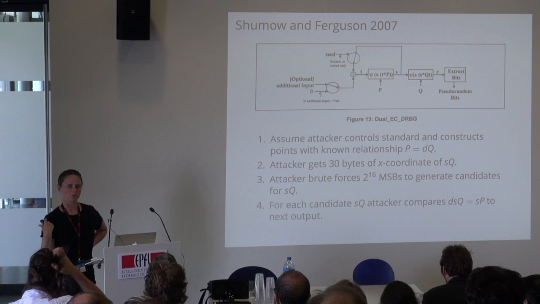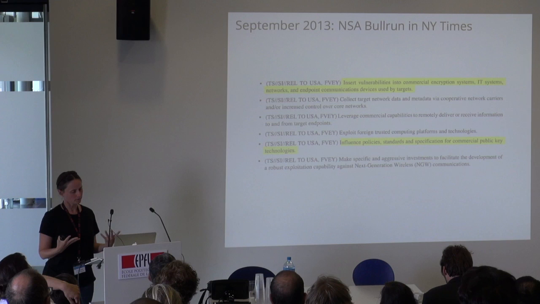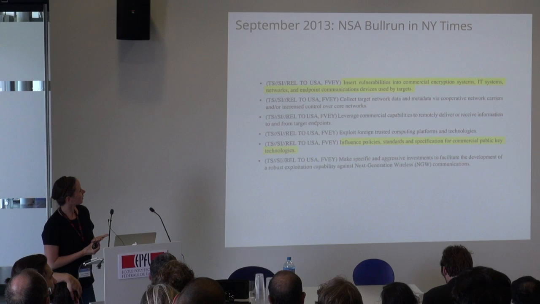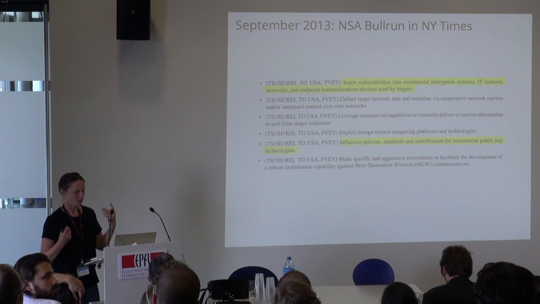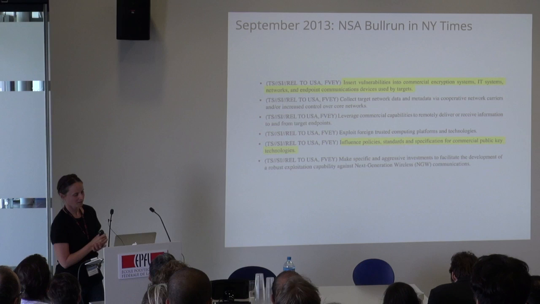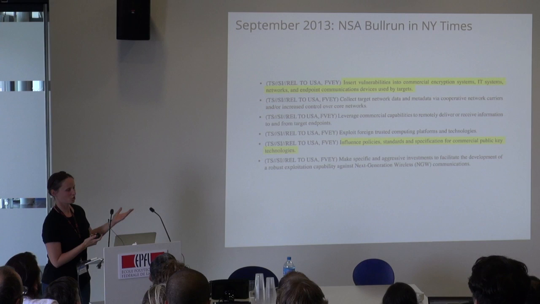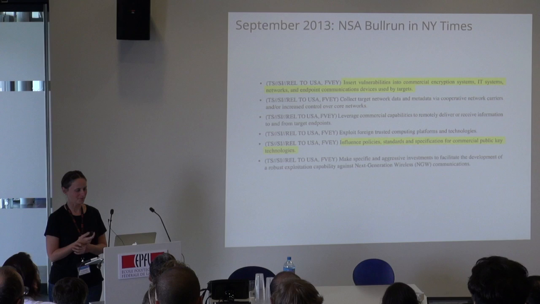So why is this interesting? Well, among the damning documents published in the Snowden leaks was this document describing the budget priorities for the NSA Bullrun program in the New York Times. Among the goals for that year, the NSA wanted to insert vulnerabilities into commercial encryption systems, IT systems, networks, and endpoint communications devices used by targets, and influence policies, standards, and specifications for commercial public key technologies. So this is damning, but it doesn't actually describe exactly what is going on. So the big technical question is, what has been influenced?